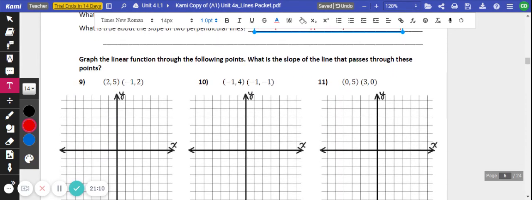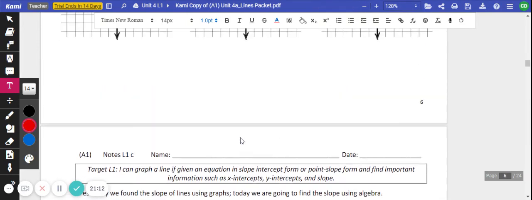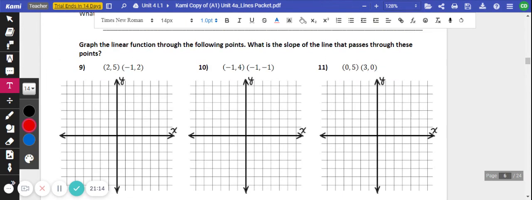So then numbers 9 through 11, I'm going to have you guys try on your own to complete those problems, and we will go over those during our Google Meet.